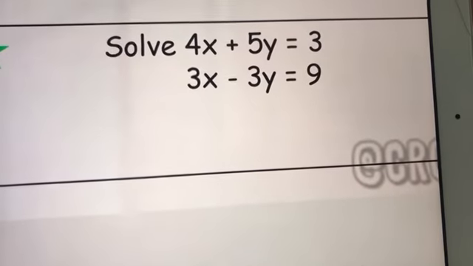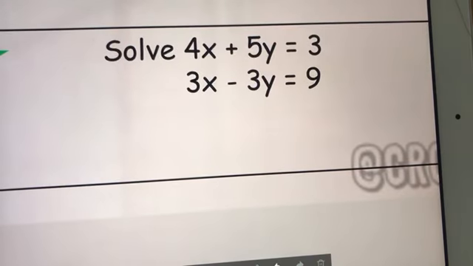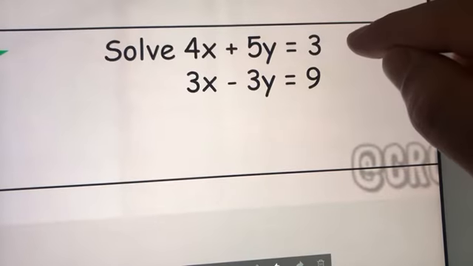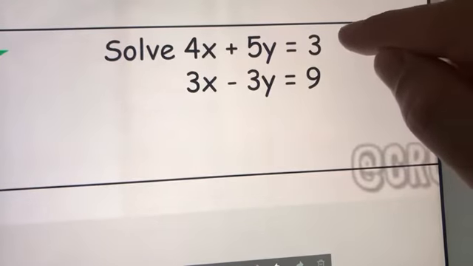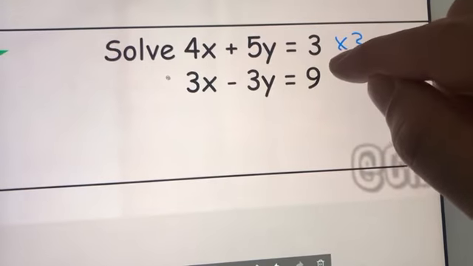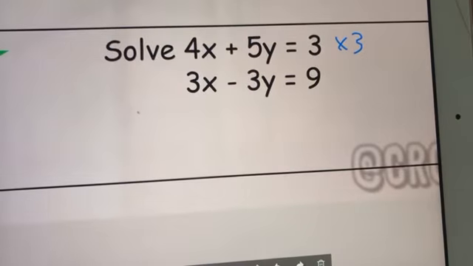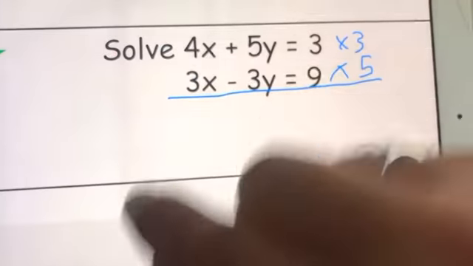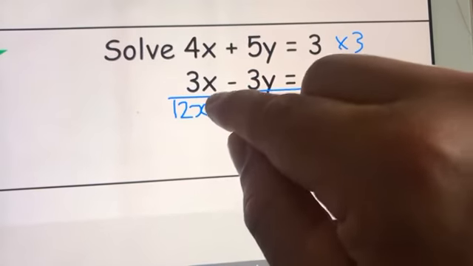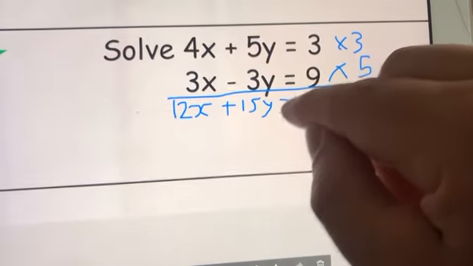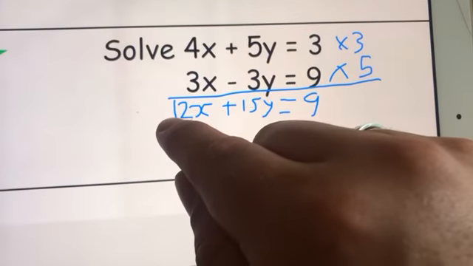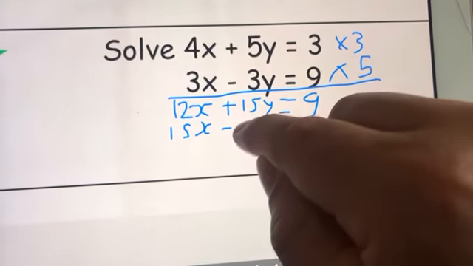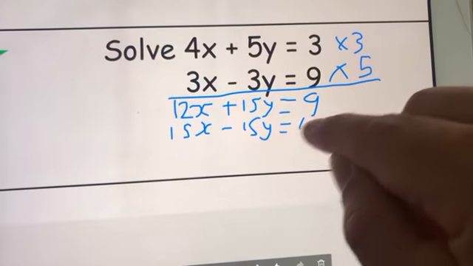Right, next one, this is a little more difficult. Simultaneous equations. They're not super difficult, but this is where you have to get really good if you're going to be successful in higher tier. So what I'm going to do, I need to make the y's the same. In order to do that, I'm going to times the top one all by 3, and the bottom one all by 5, because I'm going to make them both into 15. Times the top by 3, I end up with 12x plus 15y equals 9. Bottom one, 15x take away 15y equals 45.